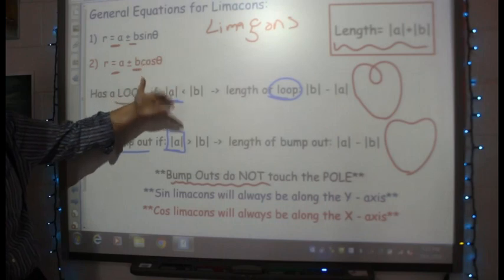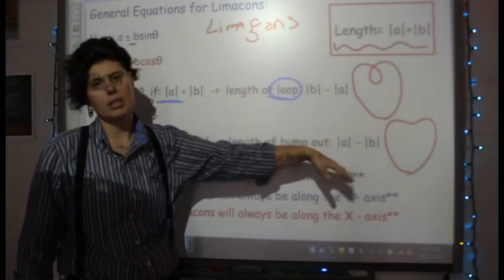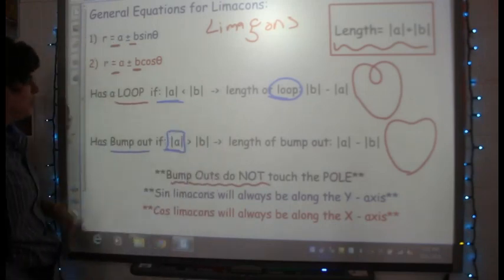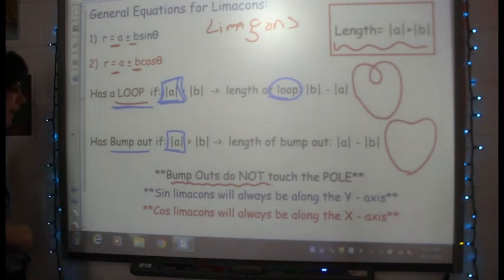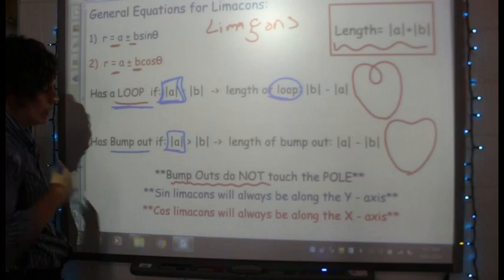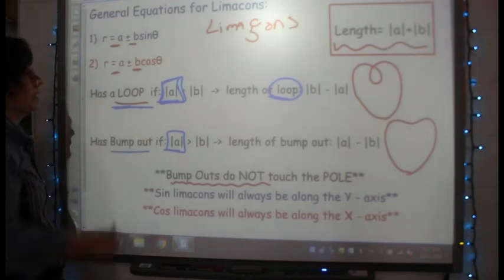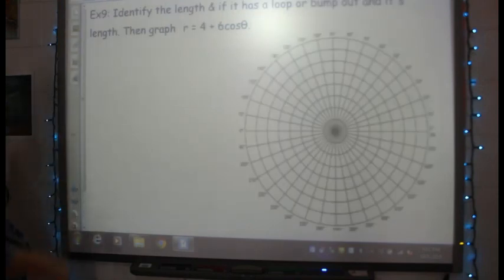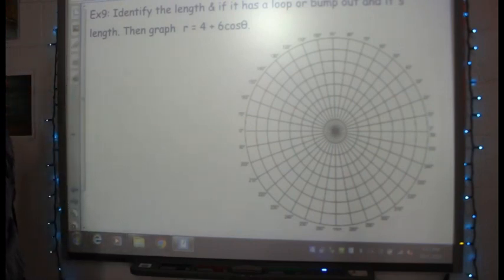And the length of the loop and the length of the bump out are basically the bigger one minus the smaller one, whichever one that may be. So it has a loop when A is less than B. Again, if it has sine, it'll be on the y-axis. If it has cosine, it'll be along the x-axis. Let's try the fun ones here. Identify if it is a loop or a bump out, and its length. Then graph r equals 4 plus 6 cosine theta.